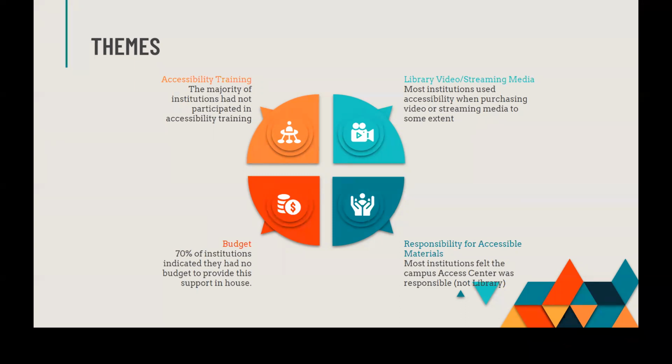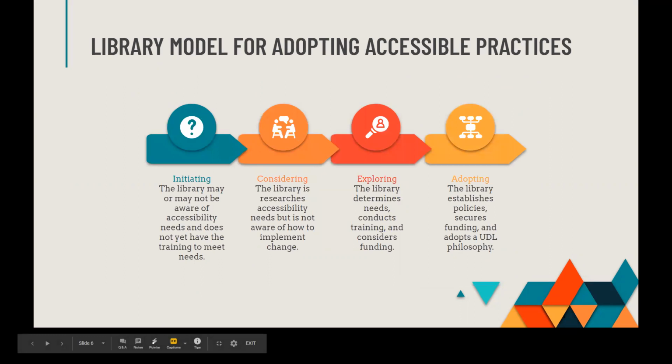Last theme that we noticed was that library folks couldn't determine who was truly responsible for making materials accessible. Some institutions, most of them, felt that the Campus Access Center, whatever that was called, was responsible for providing the accessibility, and it wasn't a library responsibility. Next slide, please.